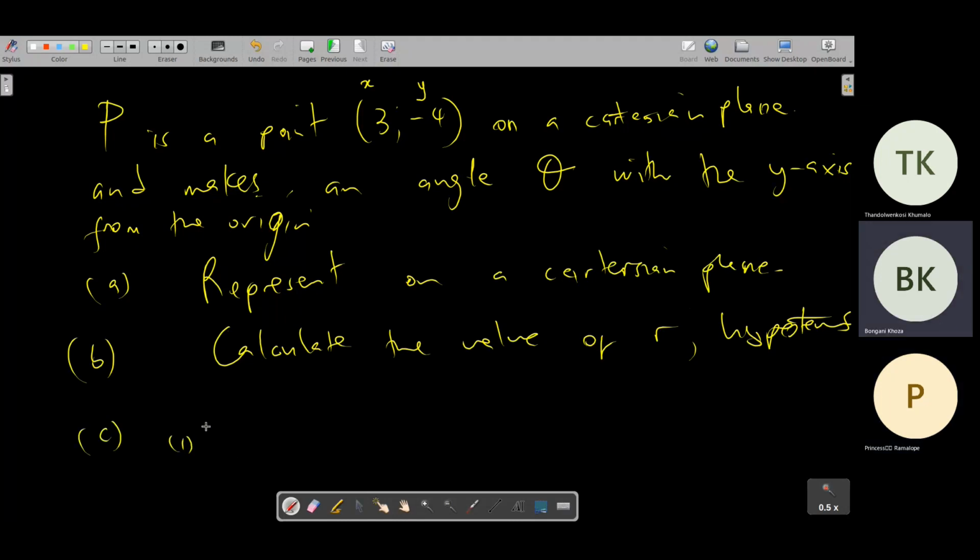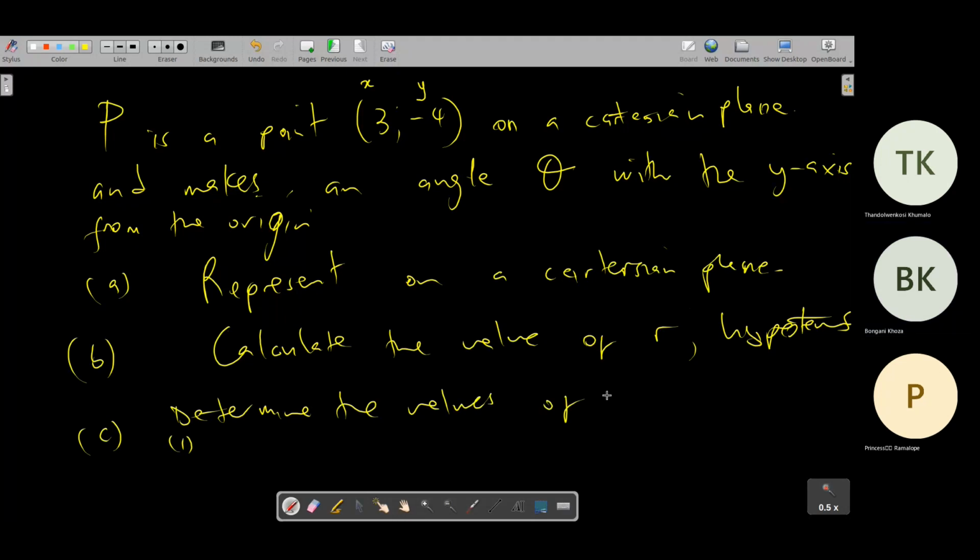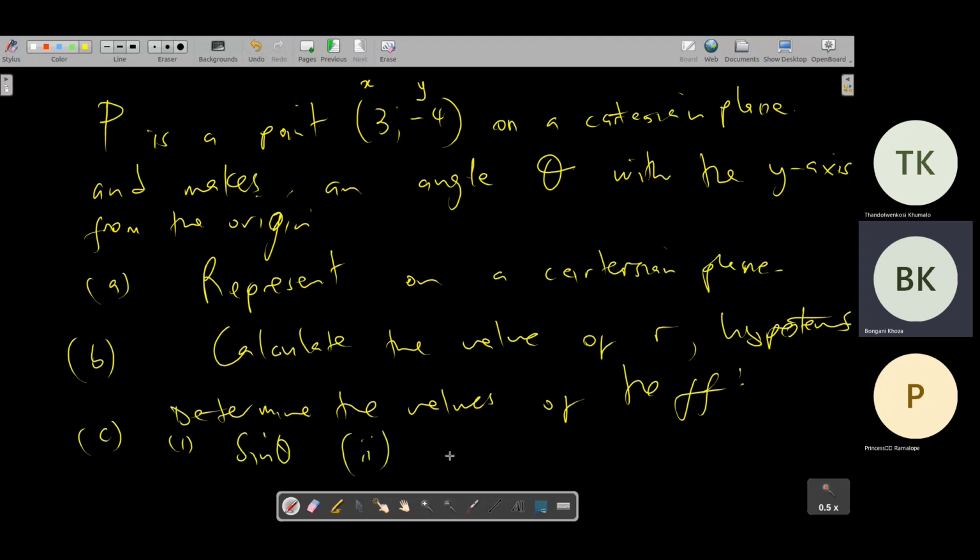Hypotenuse, and then C. It's going to determine the values of the following. So now we're looking for sine theta. That's number 1. Number 2, we are looking for cos squared theta plus sine squared theta. Number 3, we are looking for 2 sine theta. Right. So that's the question we are having.